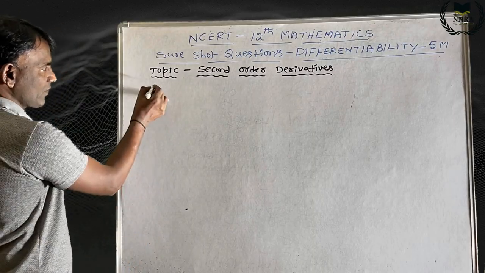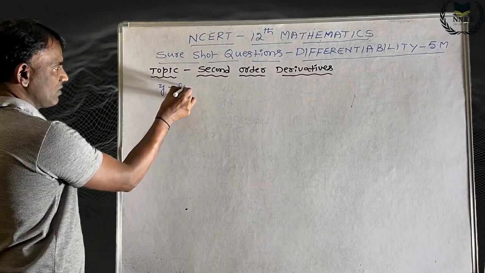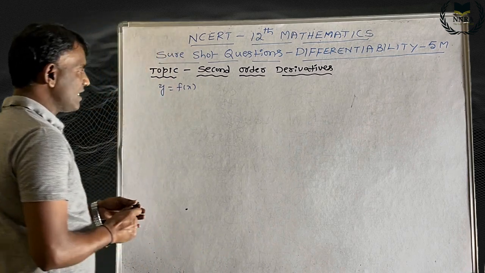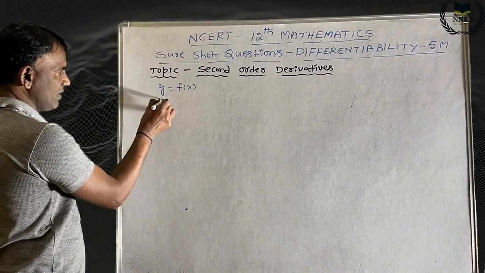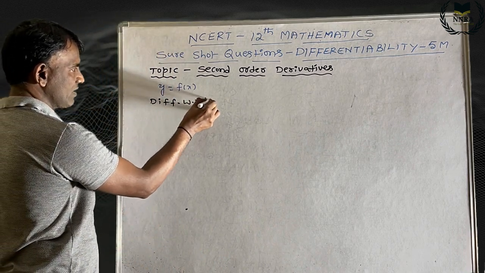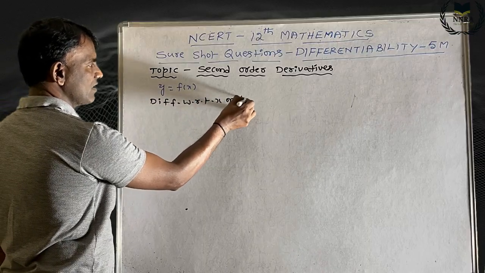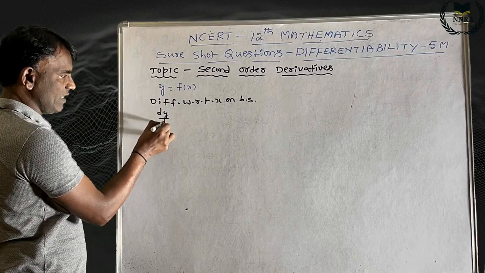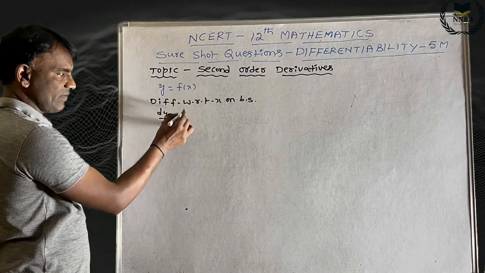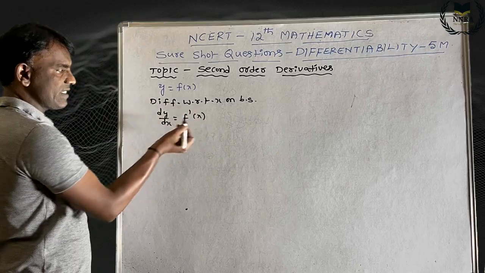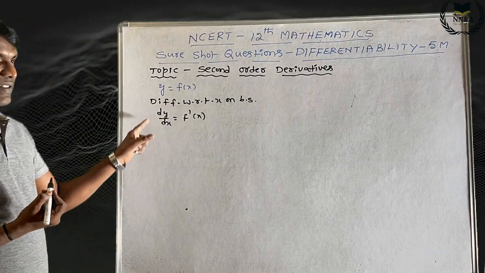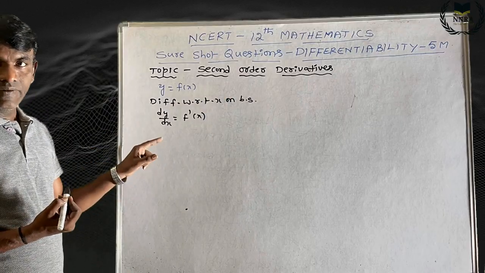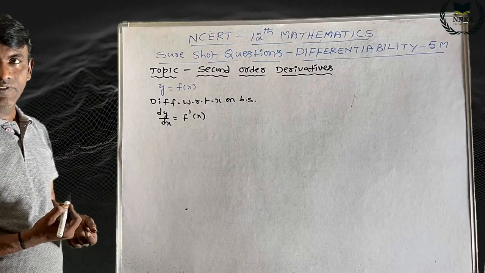Generally, this is the given curve y equal to f of x. If we differentiate y equal to f of x with respect to x on both sides, then the derivative of y with respect to x can be written as dy by dx, and the derivative of f of x is f dash of x. This is called the first order derivative. But we want the second order derivative. For that, again we have to differentiate with respect to x.